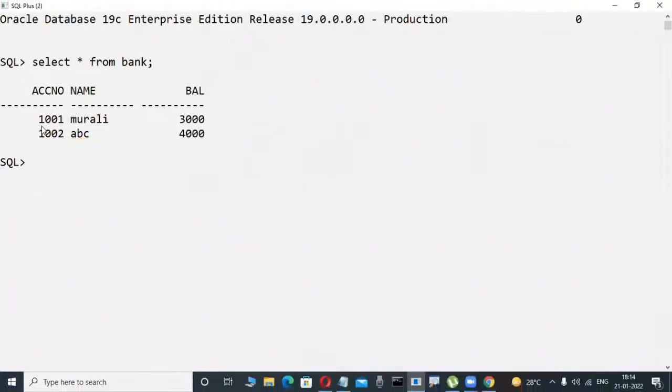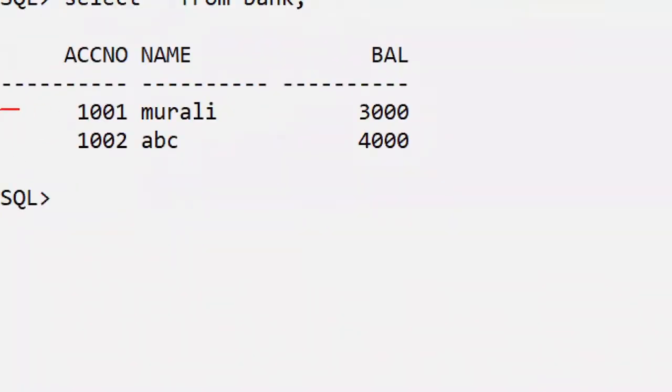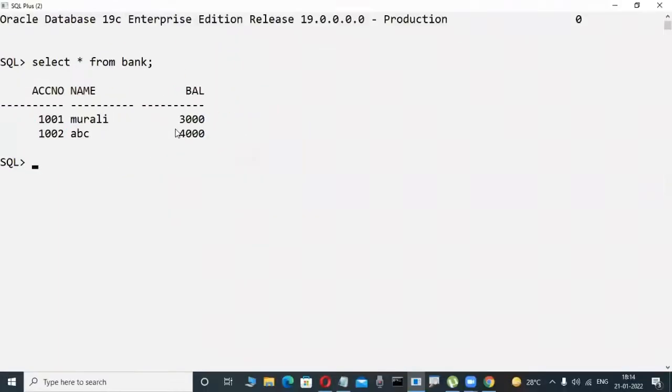Suppose this data, observe it for 1 minute. 1001 is an account number. My name is Murali, I'm an account holder. My balance is how much? 3,000. Observe here, my balance is 3,000, for example. Now check out the scenario. Slowly observe it here.